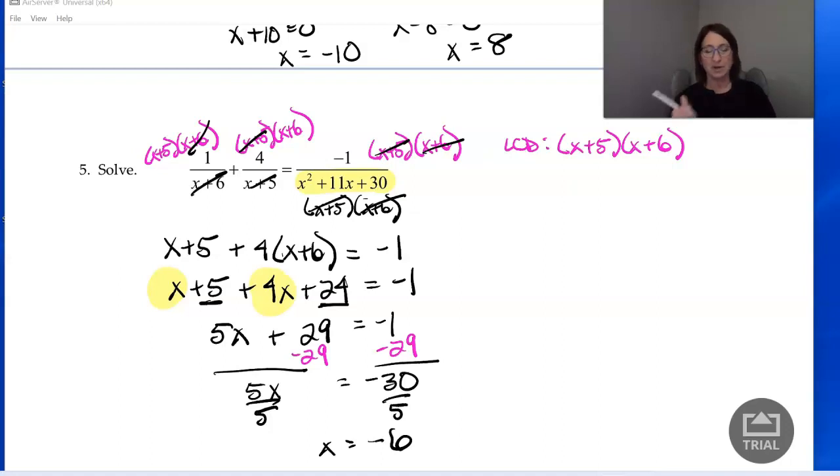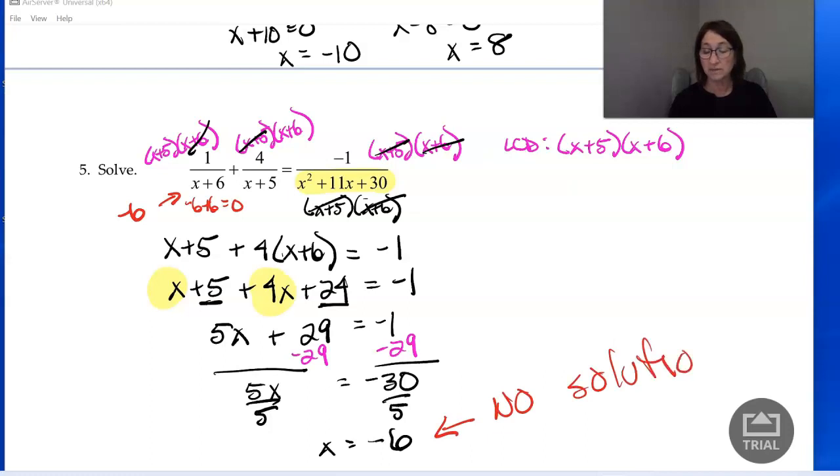So I'm going to go ahead and check my answer. Let's go to my denominators, and let's start with this. I'm going to take the negative 6 and input it into that first denominator. And so if I get negative 6 plus 6, that's 0. So that means this does not check. So there is no solution.